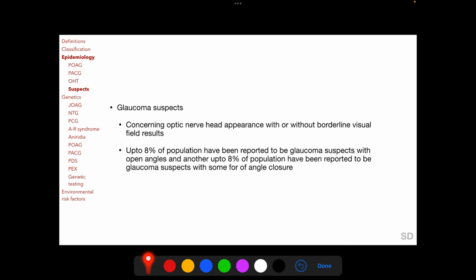In the clinic, we often encounter patients with suspicious optic nerve appearance with or without borderline visual field loss, and these patients are said to be glaucoma suspects. Up to 16% of the population can be labeled as glaucoma suspects based on various definitions of suspicious optic nerve appearance. What is important to note is that intraocular pressures in glaucoma suspects are not taken into account to label them as having glaucoma, and glaucoma suspects, like patients with ocular hypertension, need long-term follow-up.